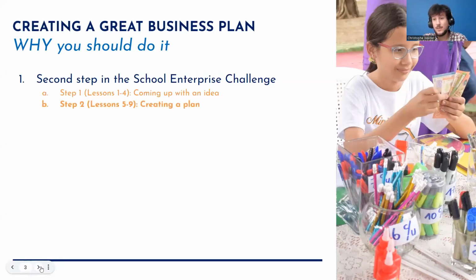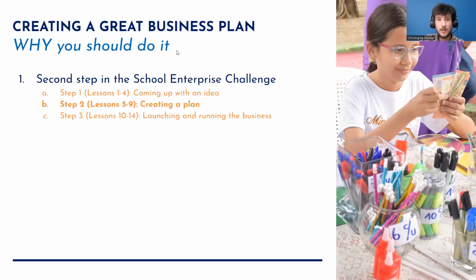And then step 2, which is the step we're looking at today. That's lessons 5, 6, 7, 8, and 9. And that's all creating a plan. And the third step is about launching and running the business. So turning the idea and the plan into a real business which sells a real product or real services to real people for real money. So that's the final step, and that's lessons 10, 11, 12, 13, and 14. But today we're going to be focusing on step 2.